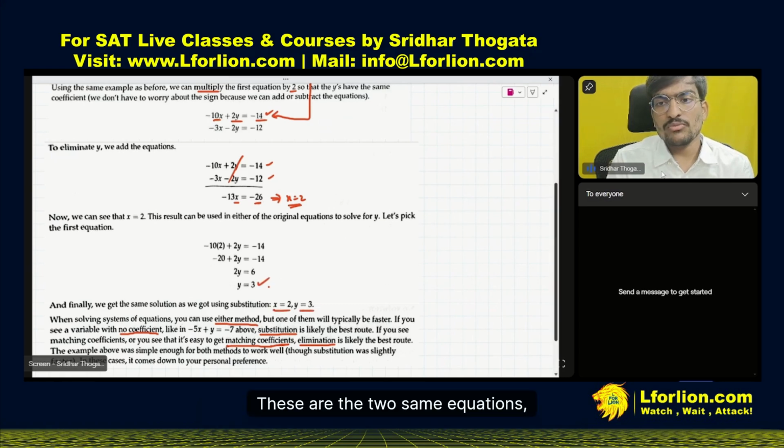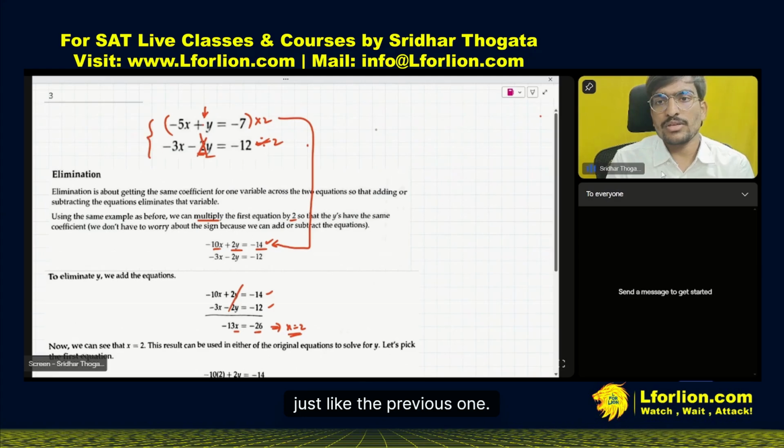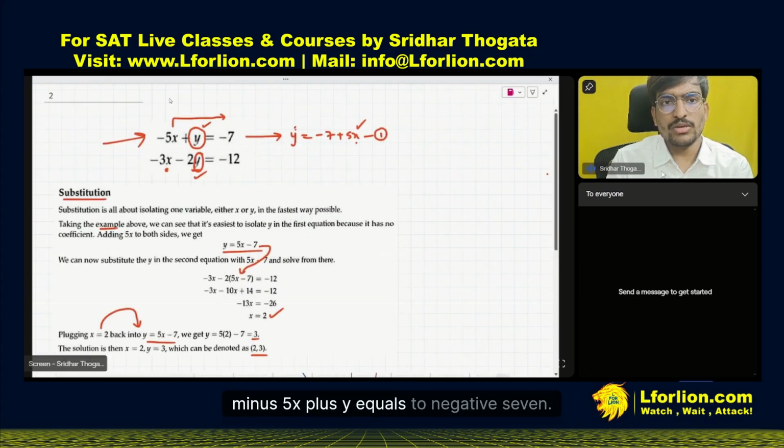These are the same two equations as the previous one: -5x + y = -7, and -5x + y = -7.